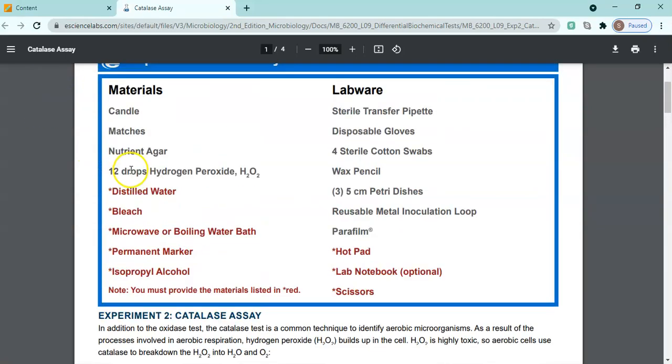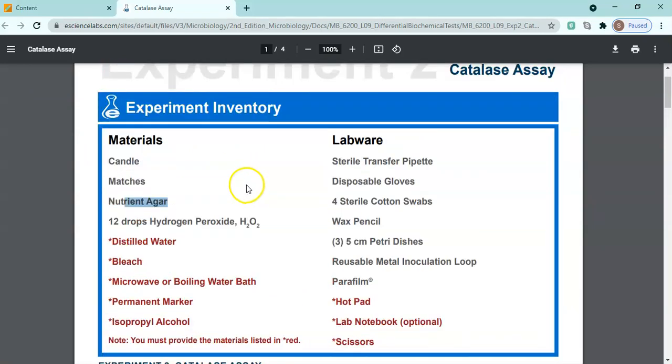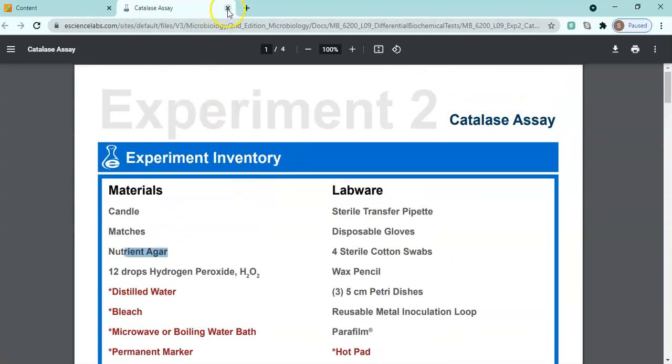So make sure you're familiar with the augers and the ingredients used, as well as the science behind the lab as well.